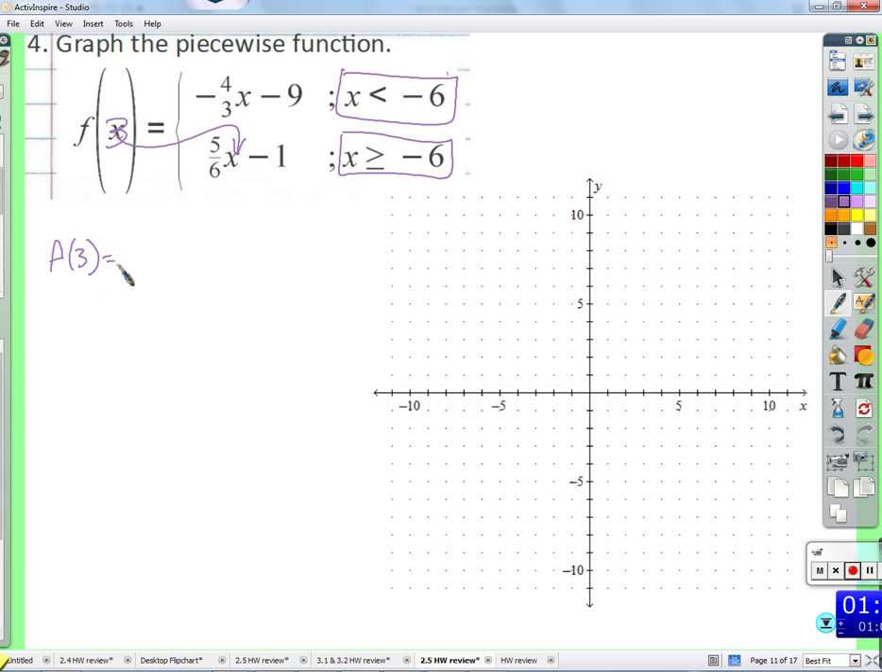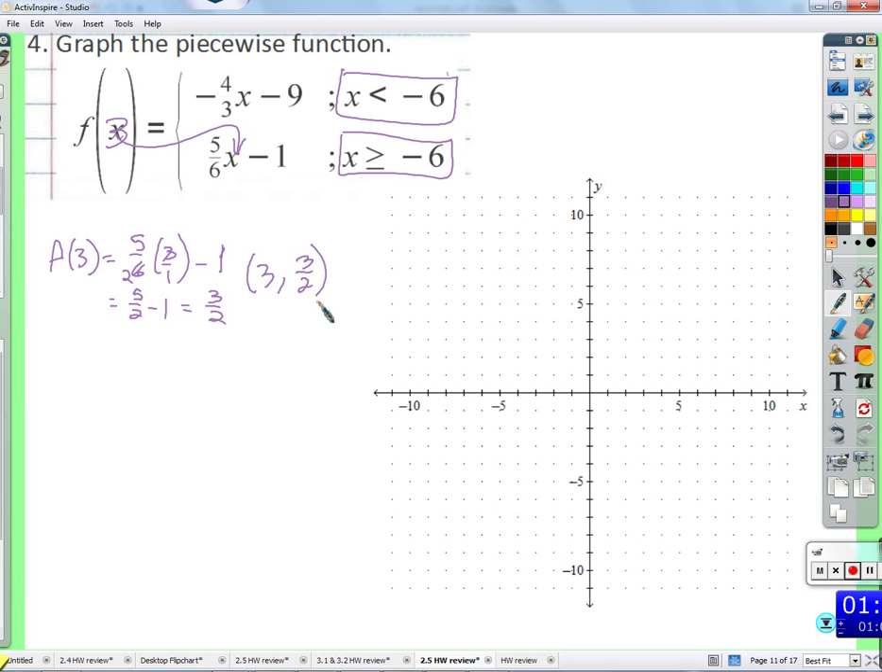Okay, so let's just see. What's f of 3? Well, that's 5 sixths times 3 over 1, because it's easier to work with fractions that way. Cancel those guys out. That's a 2, so we get 5 halves minus 1, which equals 5 halves minus 2 halves, which is 3 halves. So now I put 3 into the function f. That means it goes into that function because it's greater than negative 6. When I put 3 into the function, I get out 3 halves.